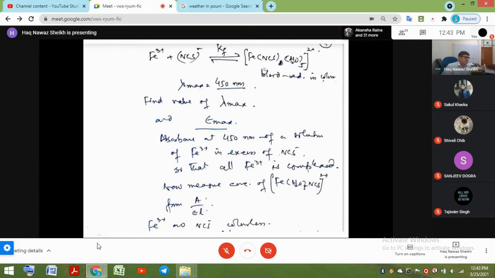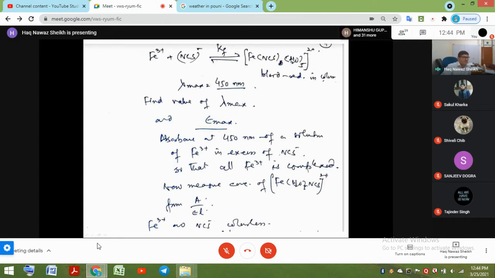The complex that is formed during this process, actually this must be written as Fe3+ aqueous. Fe3+ aqueous means 6 water molecules are loosely bound to the iron 3 plus. Only one water molecule goes away and thiocyanate comes in. 5 water molecules are still intact. So this is pentaaquathiocyanato iron 3 plus, blood red color. Lambda max of this complex is 450.